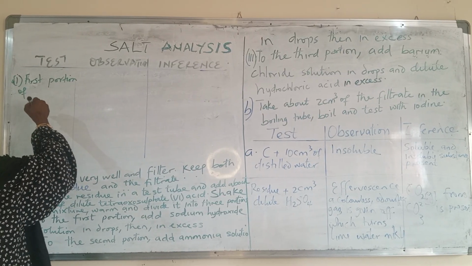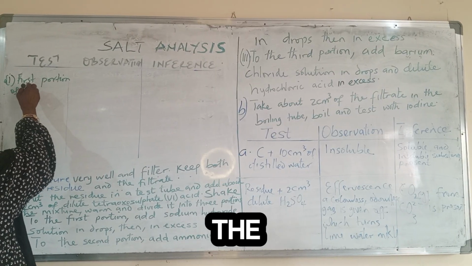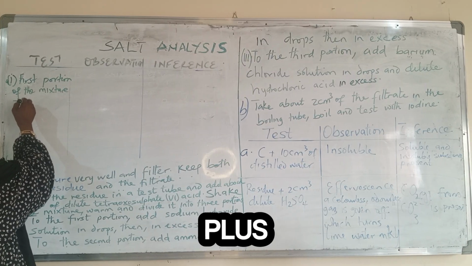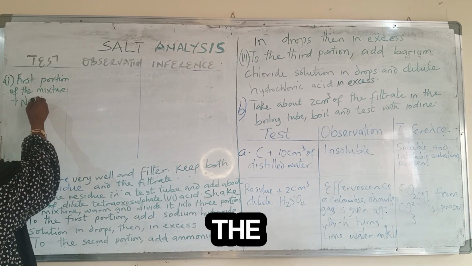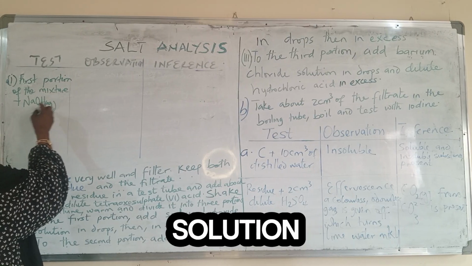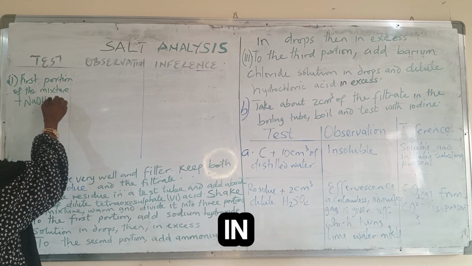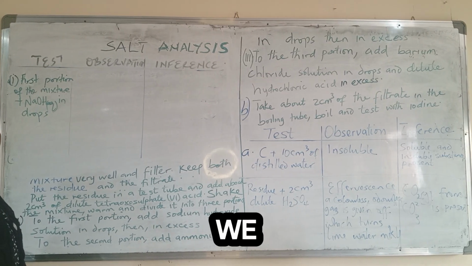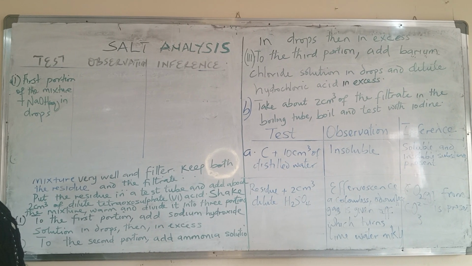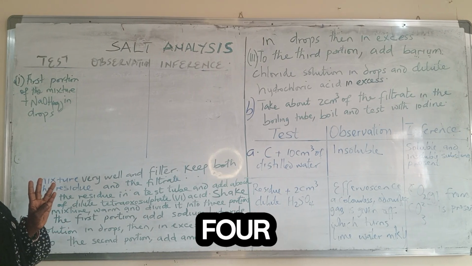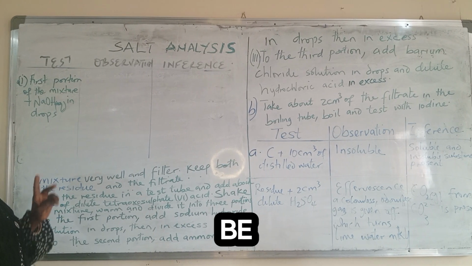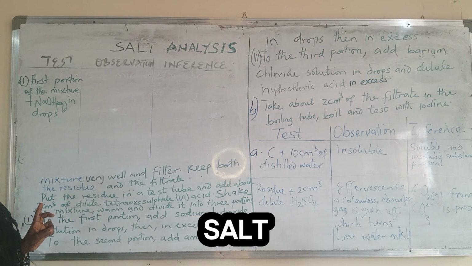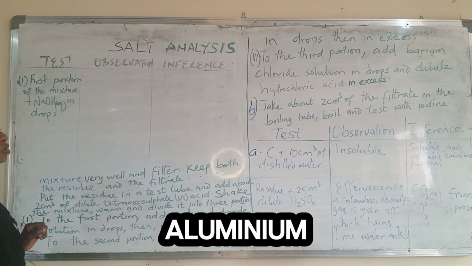The first portion of the mixture plus NaOH aqueous, which is the same thing as sodium hydroxide solution, in drops. So we are dealing with white salts. White salts, I have told you, there are 4, majorly 4 that we examine at WAEC level: calcium salt, zinc salt, lead salt, and aluminium salt.